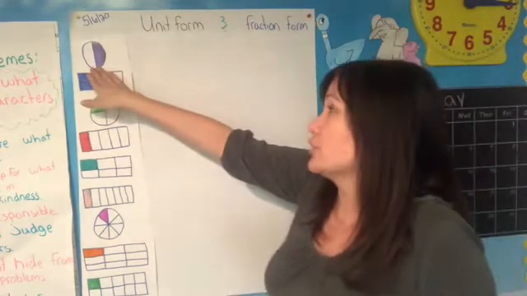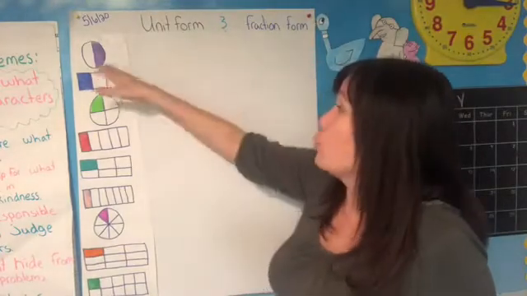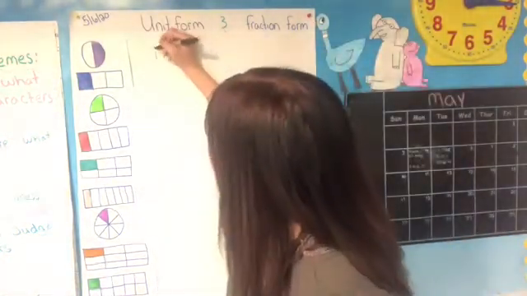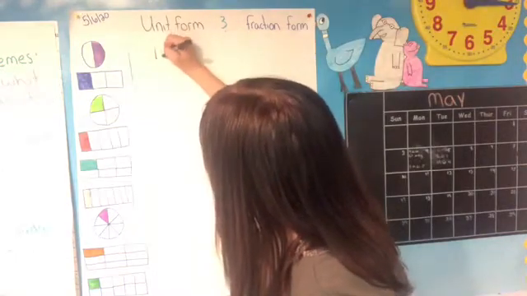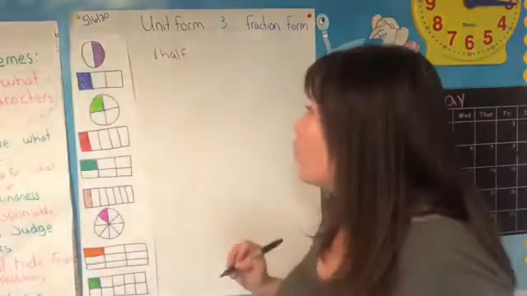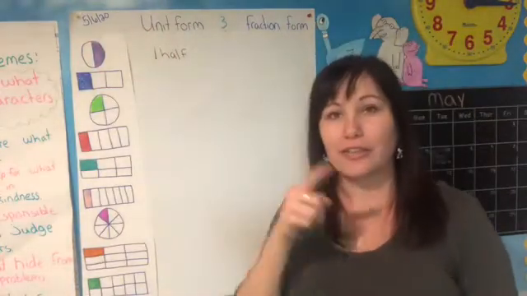Okay, third graders, unit form for 1/2: we say one half, and we write that H-A-L-F, half. I say it, you say it, half.